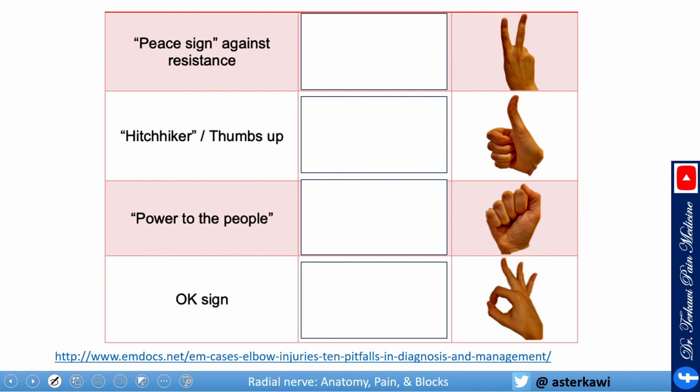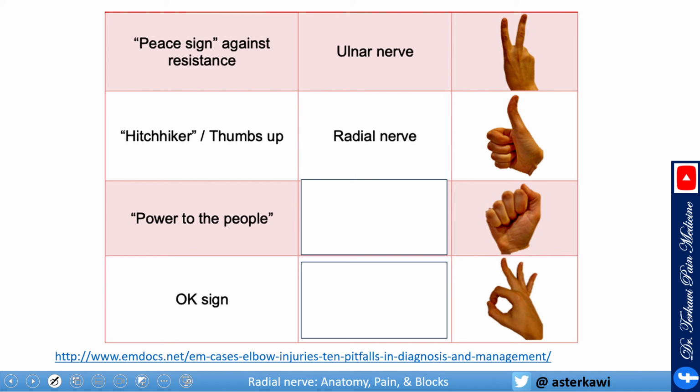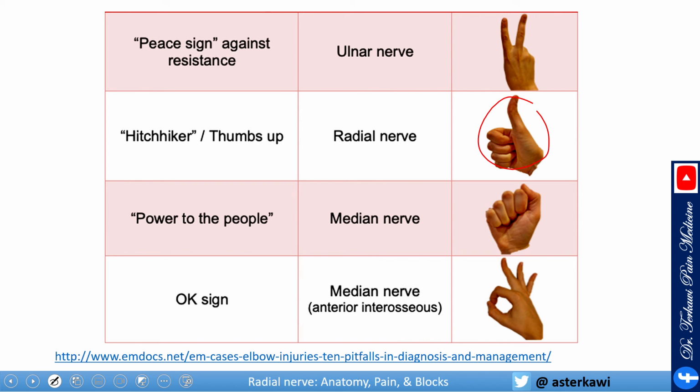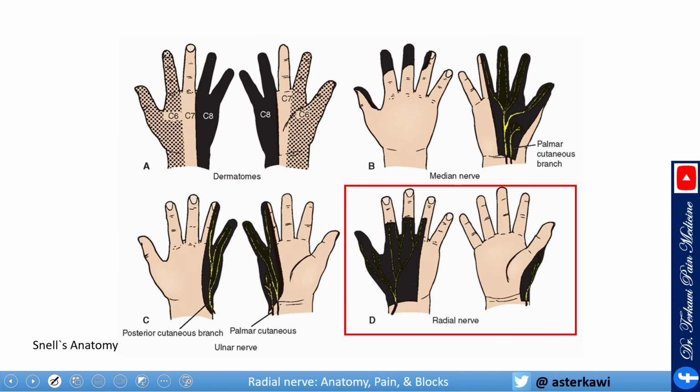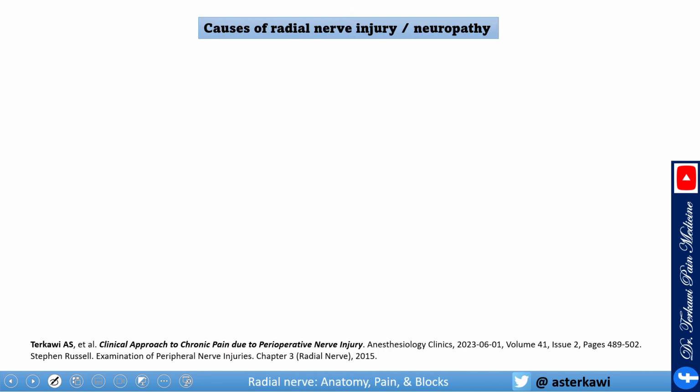This is just a quick review here. When you do a physical examination, the peace sign, again, is resistant. That's the ulnar nerve. The thumbs-up sign, always the thumb, remember, that's the radial nerve. The power-to-the-people sign, again, is resistant. That's the median nerve. And the OK sign, median nerve. And this is the dermatome of the radial nerve, except this tip here is coming from the median nerve. But this is all radial nerve.